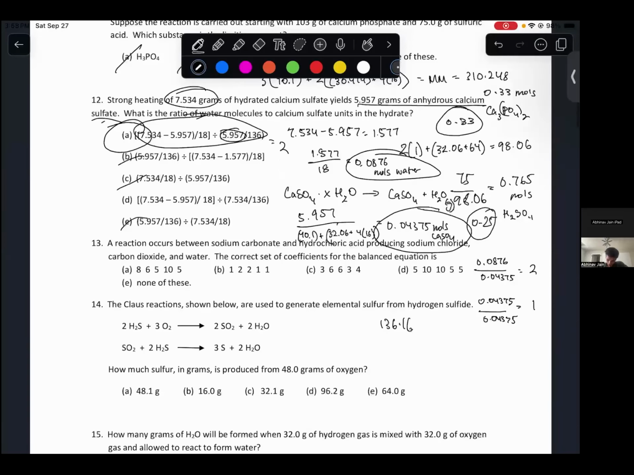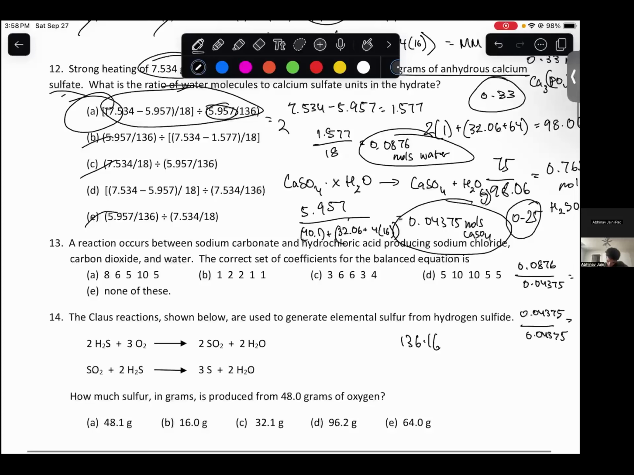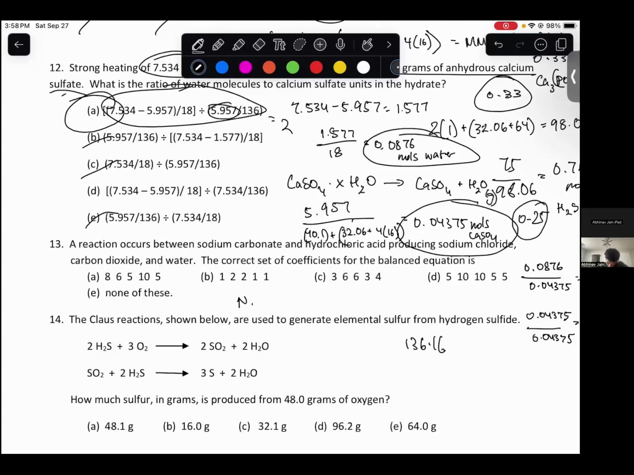Number 13, a reaction occurs between sodium carbonate and hydrochloric acid. Correct set of coefficients. Okay, so sodium carbonate, Na2CO3, and hydrochloric acid, HCl. It's going to form NaCl and carbon dioxide and water.